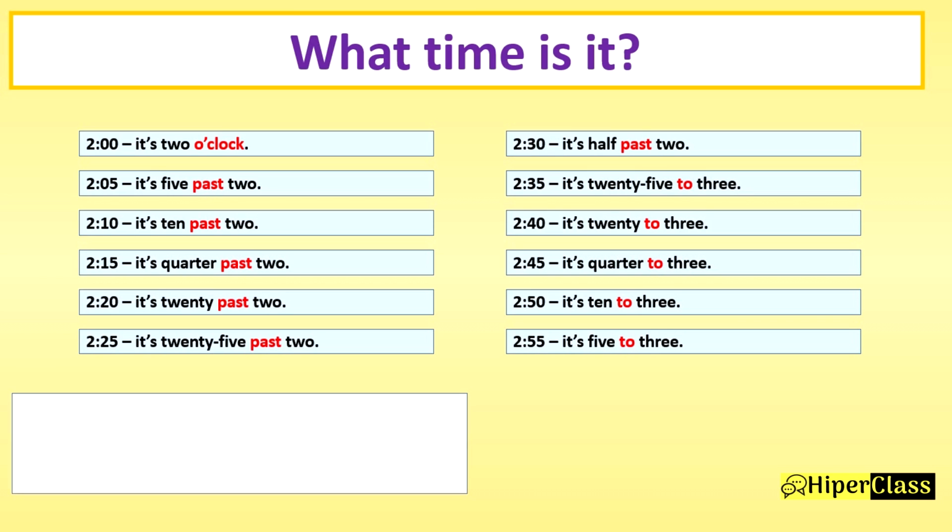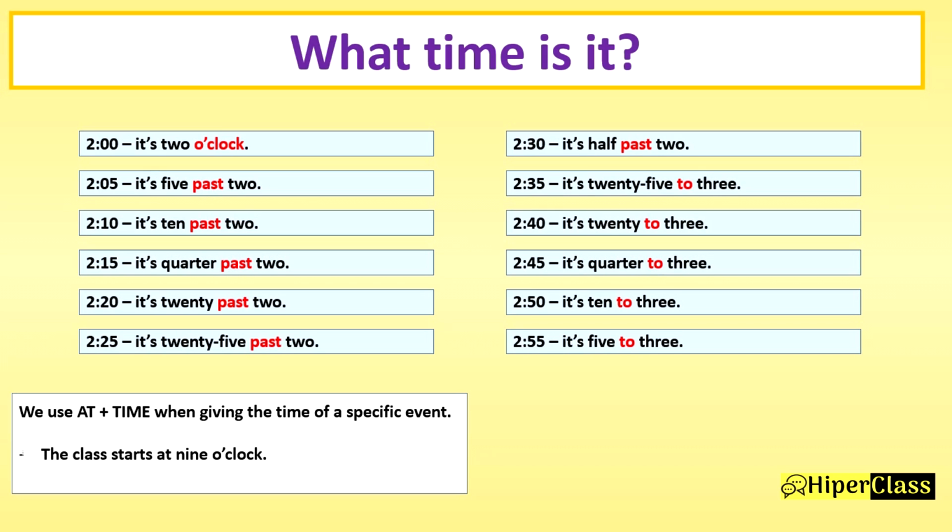We use at plus the time when given the time of a specific event. The class starts at 9 o'clock. The flight leaves at 10 to 3. Utilizamos la expresión at seguido de la hora cuando decimos la hora de un evento específico. Por ejemplo, the class starts at 9 o'clock, es la clase empieza a las 9 en punto. The flight leaves at 10 to 3, es decir, el vuelo sale a 10 para las 3.